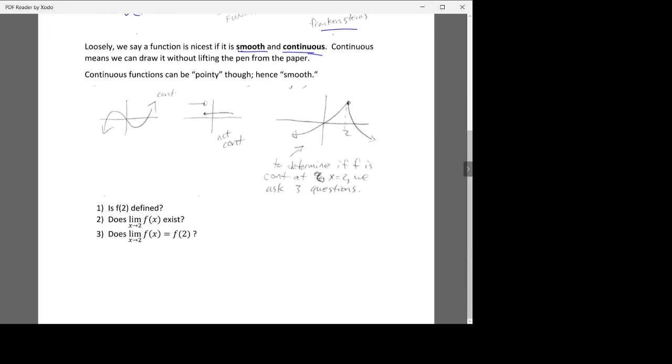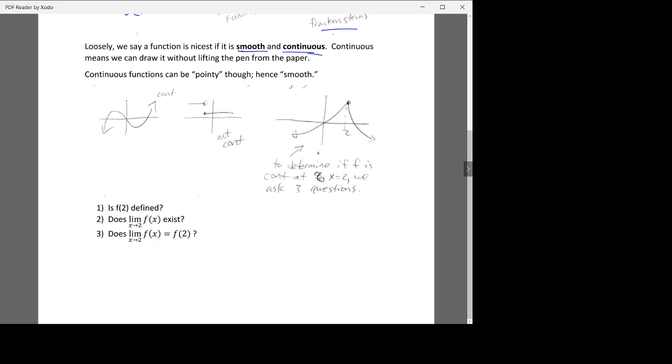So let's look at a few. This guy here, here's one. Here's a typical cubic. It's continuous. Can draw it without lifting the pen. Here's one that's not continuous. You can see I hopped there. And then here's one, even though it's pointy, I didn't have to lift the pen off the paper.